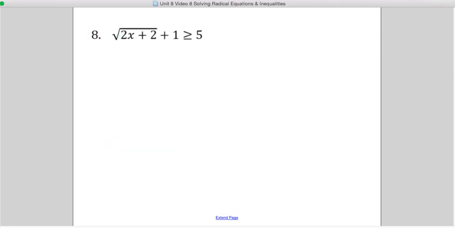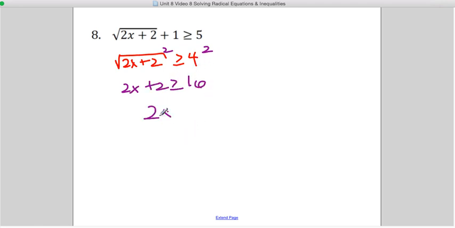Let's go ahead and look at example 8. Remember, 2 steps. Solve it as is. So I'm going to subtract 1 from both sides. So I have greater than or equal to 4. Then I would go ahead and square both sides. So I have 2x plus 2 is greater than or equal to 4 squared is 16. Minus this 2. I have 14, so x is greater than or equal to 7.